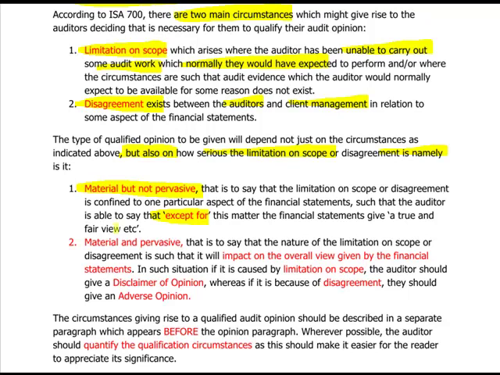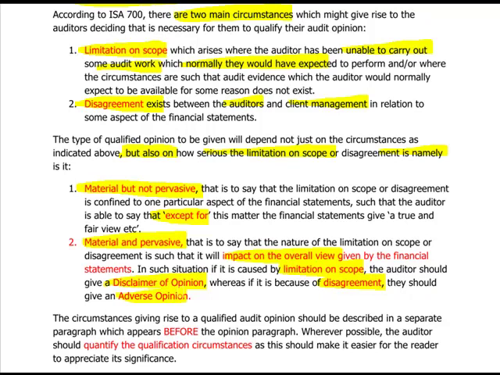Okay? If something's material and pervasive, then it clearly must be throughout the whole financial statements and it impacts the overall view. If in such a situation it's limitation on scope, the auditor should give a disclaimer of opinion, I can't give an opinion. Whereas if it's because of disagreement, it's not limited scope, they should give an adverse opinion.